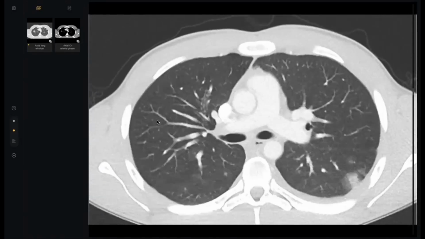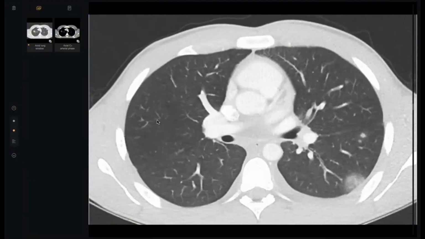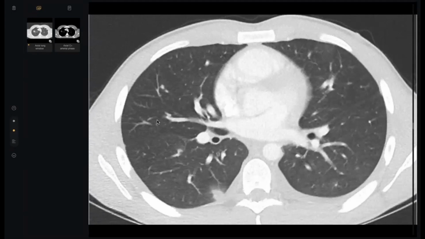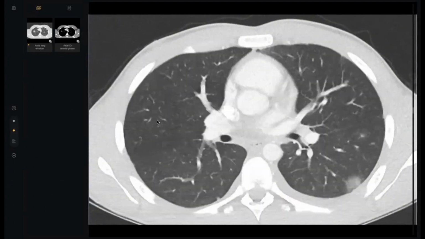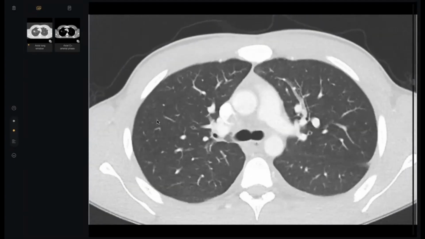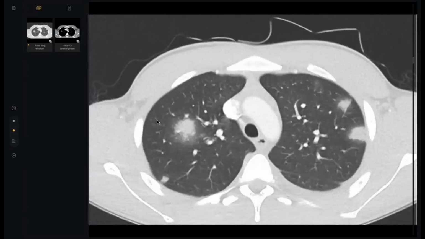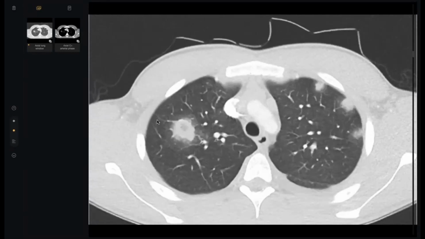Doctor, one second. Where is the atoll sign? I think I saw one in the right upper lung lobe. This one, the large one? Yes. Tell me, why do you think this is an atoll sign? Because I can see a central ground glass appearance, which is surrounded by consolidation.